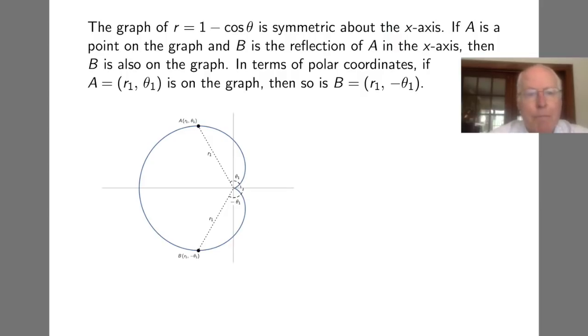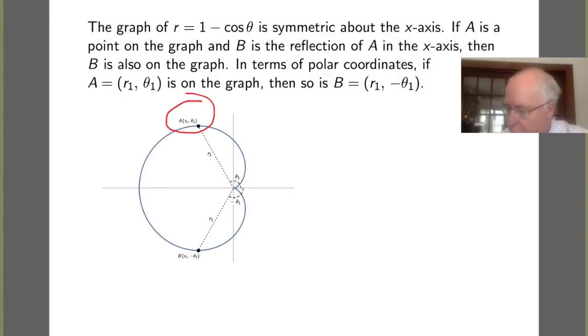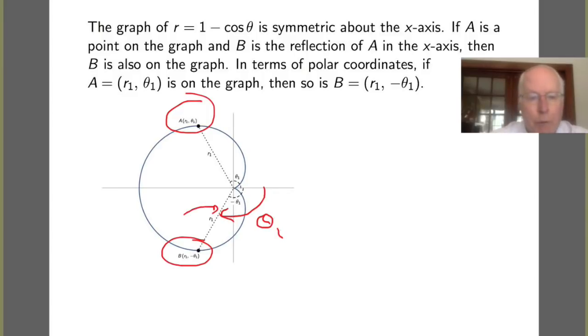Well, if we have a point A on the graph, we've put that up here with coordinates r1, theta 1, then its reflection about the x-axis would be this point B down here. And we notice that in polar coordinates, B can be described by r1 comma minus theta 1. So if I draw the angle minus theta 1, which is in the opposite direction from theta 1, and go out the same distance r1 along this ray, we find we're at the point that is the reflection of A about the x-axis.